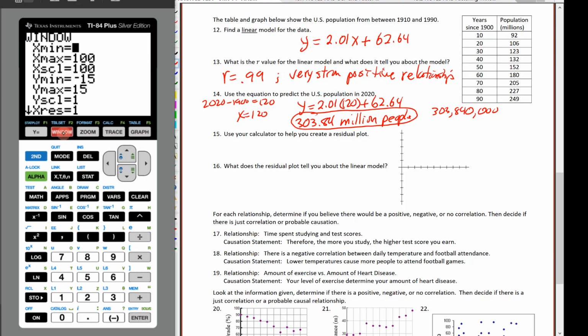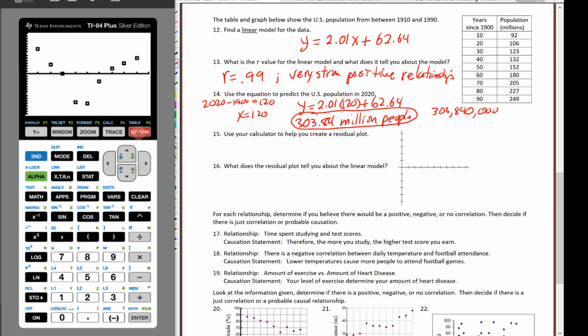Let me go back to the window here. Oh, the scale. I didn't change the scale. I should have done 10. Okay, there we go. That looks a little bit better. Now we can go through, and it says use your calculator to help create a residual plot.